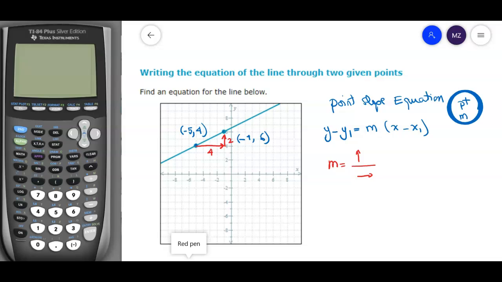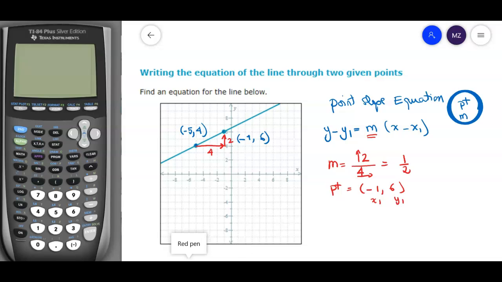Another indication is that the line is going upward, so the slope is positive as well. So I can plug in the 4 and the 2, and after simplification this will be 1/2, a positive slope. Now the slope is done. From these 2 points, I can choose any one of them. I usually go with the easiest number, which is minus 1 and 6, because minus 1 is smaller. Remember, this is going to be x1, and this would be y1.